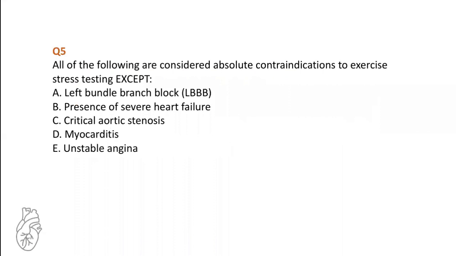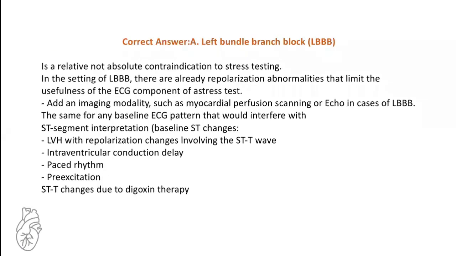Next, all of the following are considered absolute contraindications for exercise testing, except: A, left bundle branch block; B, presence of severe heart failure; C, critical aortic stenosis; D, myocarditis; E, unstable angina. I think A. Yeah, A, perfect. So it's not an absolute contraindication, it's a relative contraindication, left bundle branch block for stress testing.